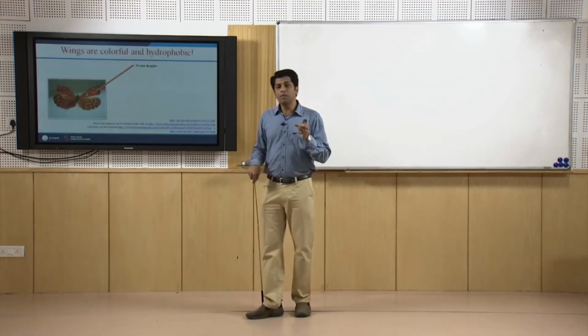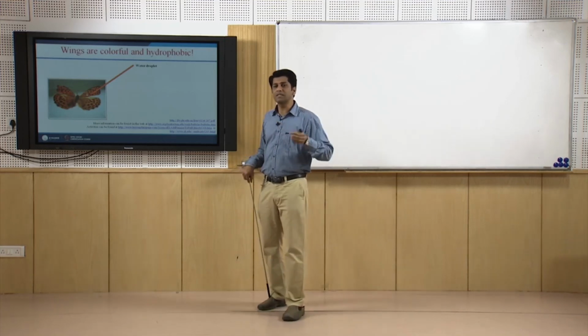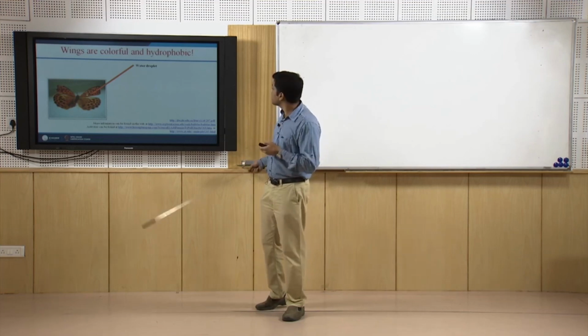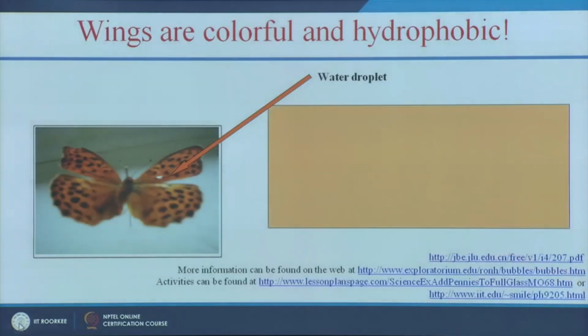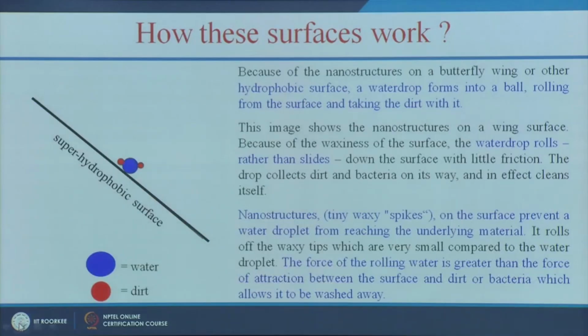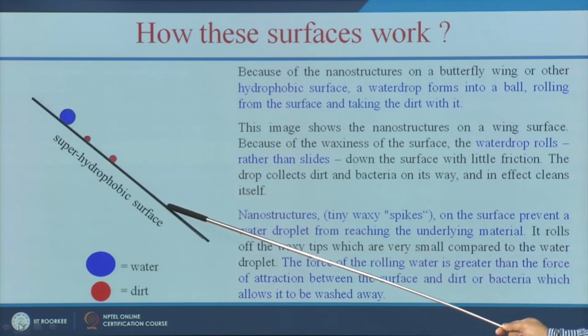And you might have observed that butterflies fly here and there during the rainy season, but they don't get wet. How is it possible? Because butterfly wings are not only colorful, they also have a very good hydrophobic property. So let us see how we can use this hydrophobic property and what the mechanism of its self-cleaning property is. If you look at butterfly wings, they have a very good super hydrophobic surface.